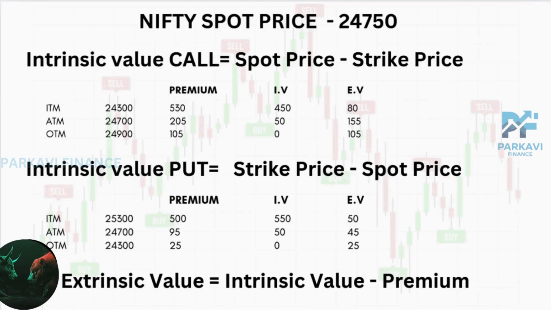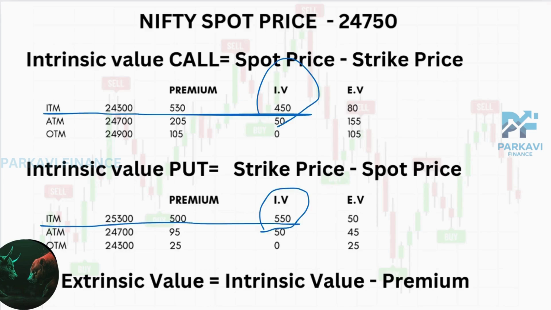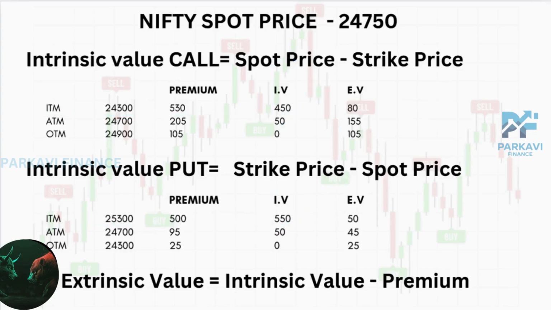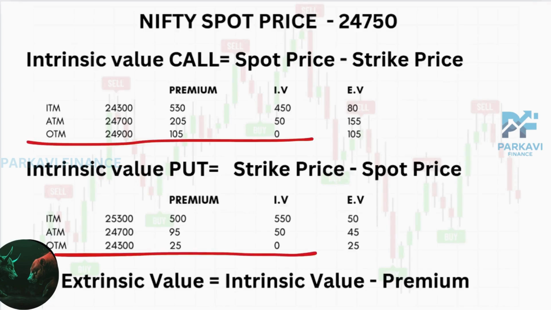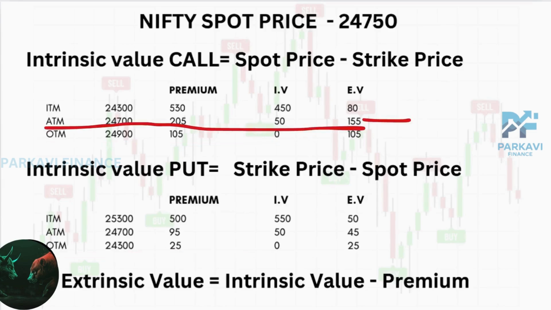For this slide, we can observe three points. First one, in the money, IV is a high value. Second is OTM, there is no IV, it is 0. Expiry, on the expiry, it is completely 0. At the money, extrinsic value is a high value, right?